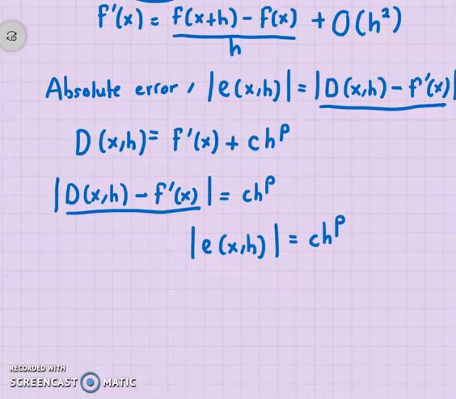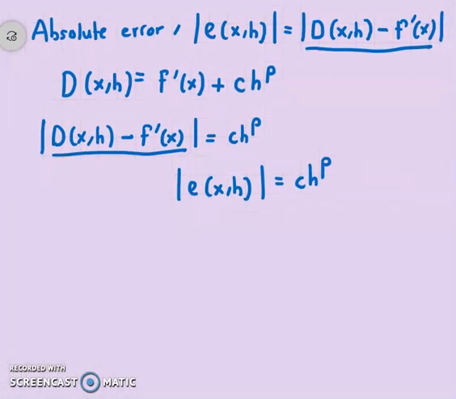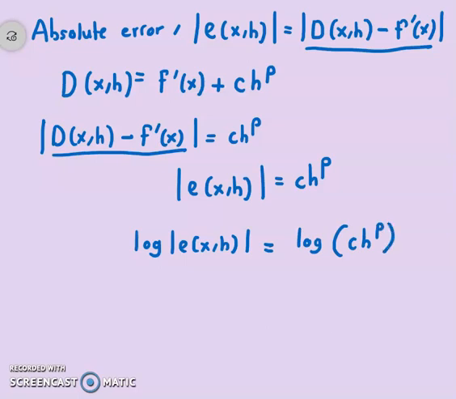Okay, if I take the log, left and right log, so what do I get? Log E(x,h) equals log C h^p, which I can also simplify as log C plus, by the product property for the log, p log h.